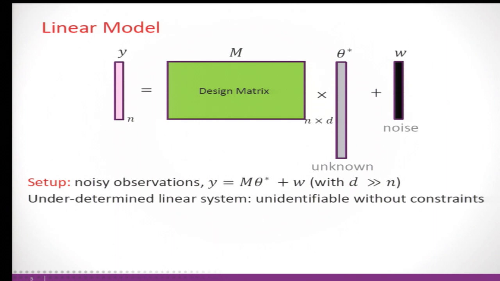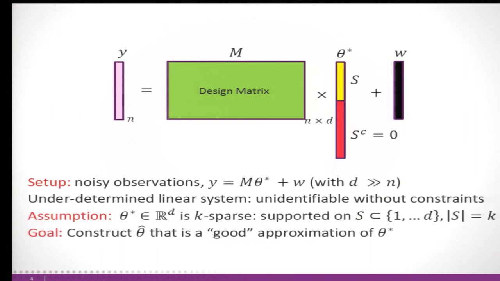So we're thinking of Y as being an observation vector. M is a design or a covariate matrix with n observations. Each observation is d-dimensional, where d is much greater than n. Theta star is the unknown vector underlying the linear model, and W is an unknown noise vector. So that's the setup. So Y is M theta star plus W, and the system is underdetermined, so you can't estimate theta star unless you have some additional assumptions.